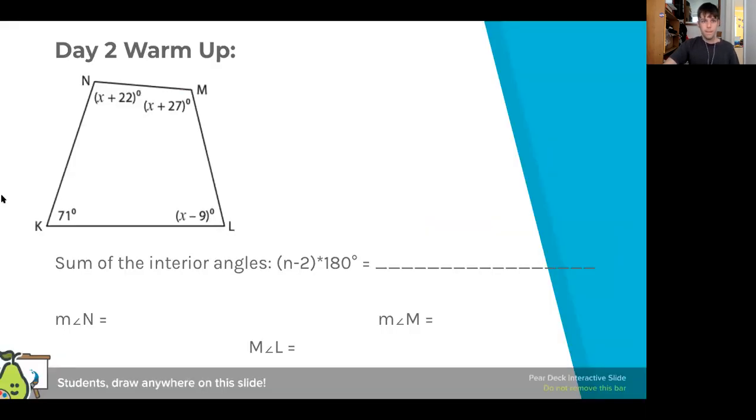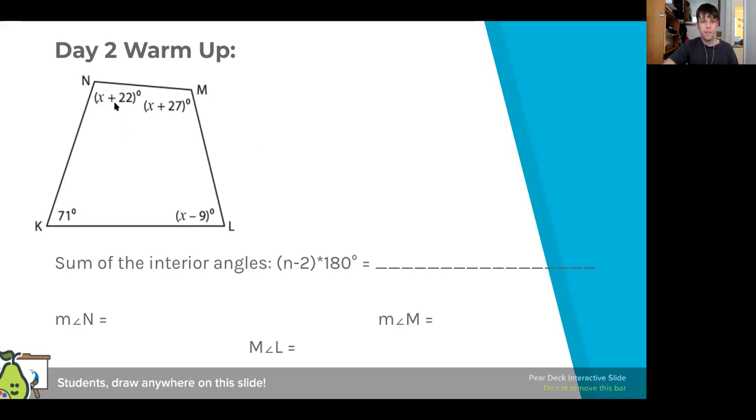All right, here is a warm-up for the second part here. So we have a quadrilateral. Feel free to take a moment and try to solve this problem on your own if you want, but pause it if you want. I'm going to go ahead and do it myself.